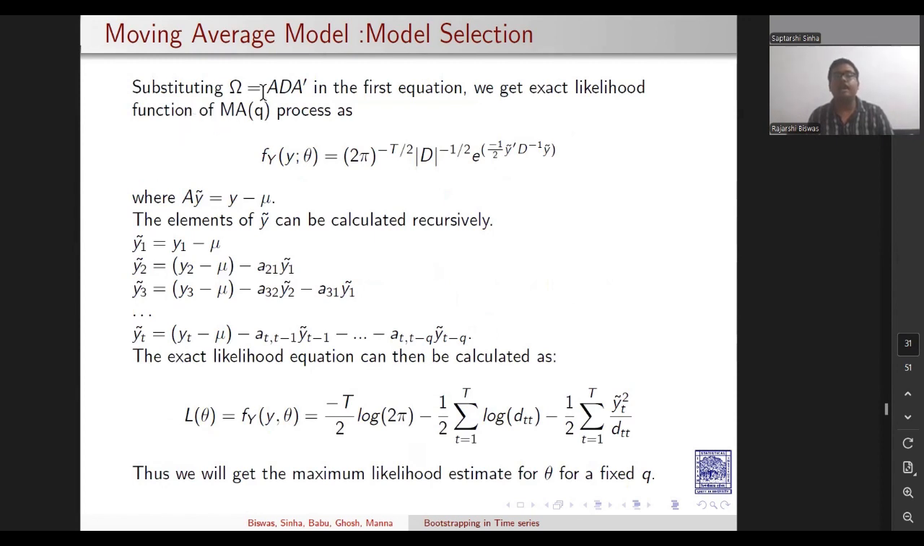Now, substituting omega as A D A transpose, we get the likelihood function in this form, where A y tilde is basically y minus mu. So we can recursively calculate y1 tilde, y2 tilde up to yT tilde. Then the exact likelihood equation can be represented in this form, where q is the fixed value of the model, and we are estimating the parameter theta.